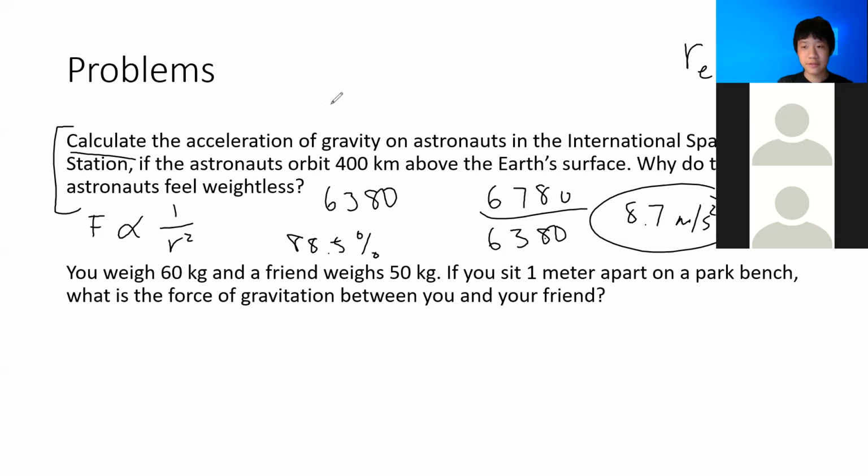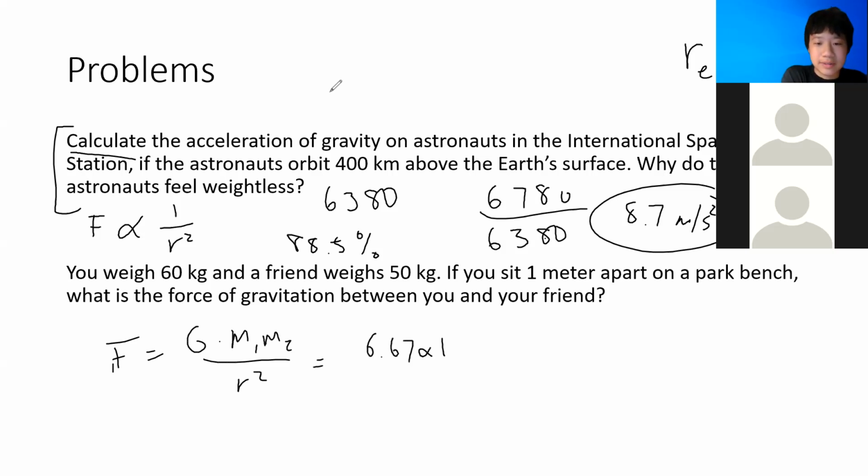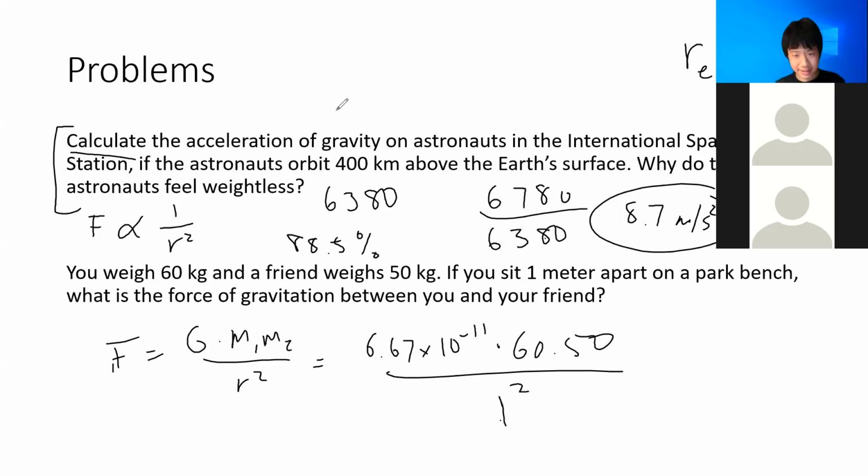All right. So now for the second question, we just need to apply the universal law of gravitation. So this is just G times M1, M2 over R squared. Plugging these values in, we'll have 6.67 times 10 to the negative 11 times 60 times 50 over 1 squared. Calculating this, we get about 2 times 10 to the negative 7 newtons.